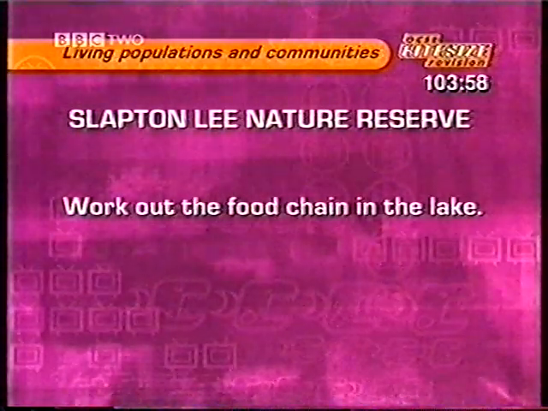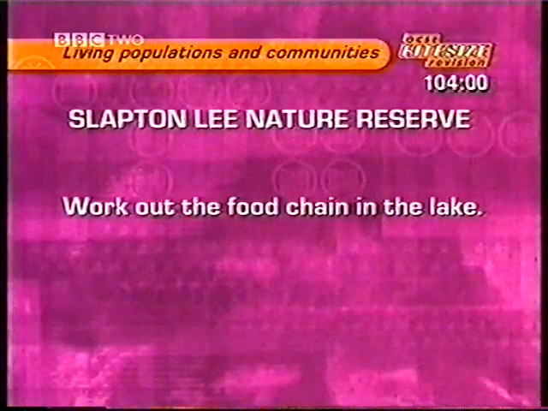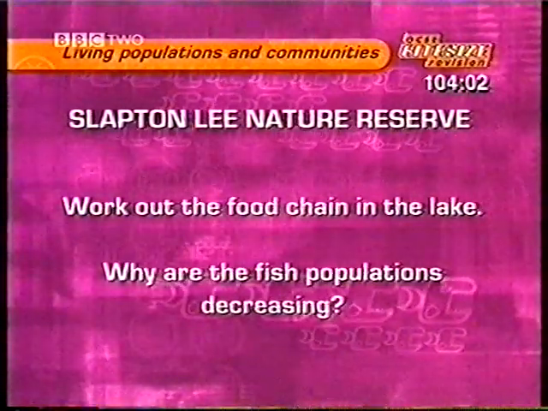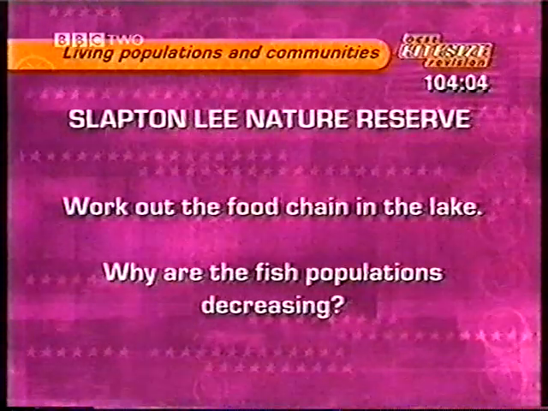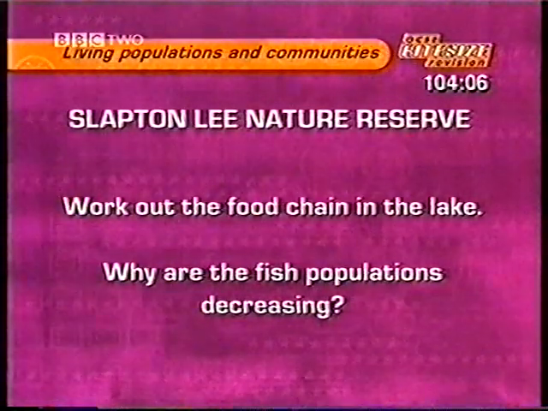In the next clip, we look at a lake in Devon to see why the fish populations, particularly the pike, are decreasing. Work out the food chain in the lake, ending with the pike, and decide why the fish populations are decreasing, as a result of heavy predation, pollution, or other factors.